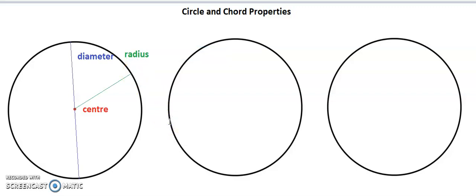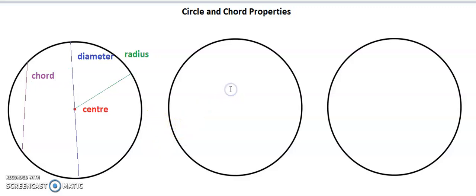And the final element that we are going to be looking at is a chord. And a chord doesn't go through the center of a circle. It goes from one side of the circle to the other. So that is this purple line right here.